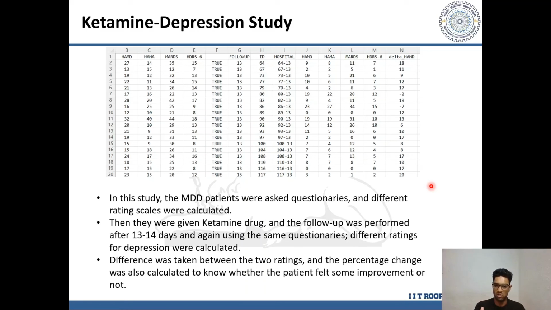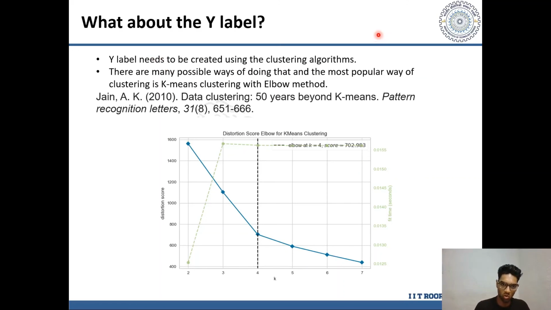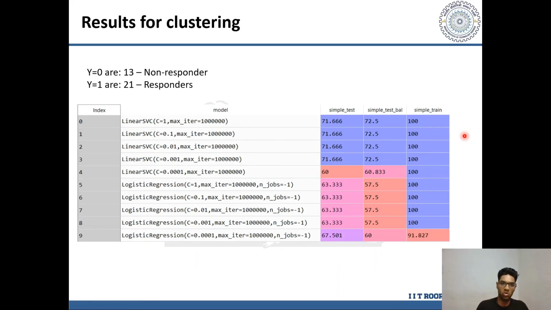The ketamine is given at regular intervals, and we wanted to know whether the depressed patients feel some improvement or not. We had different ratings based on cognitive questionnaires: HAMD, HAMA, and Marder's score. Marder's is more related to depression, and HAMA is more related to the anxiety score. We created this Y value using K-means clustering into responders and non-responders. We have 13 non-responders and 21 responders.